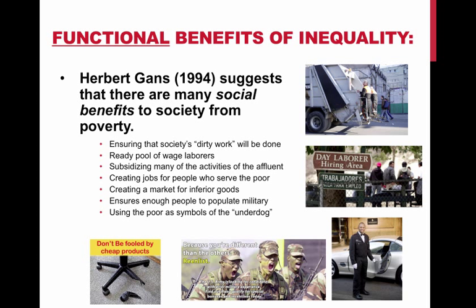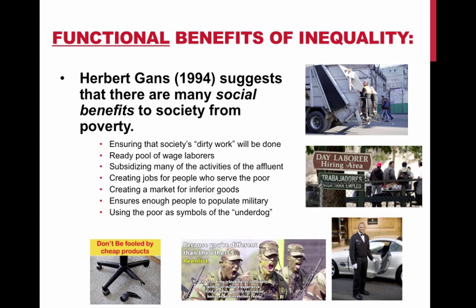Gans said in 1994, another functionalist sociologist, argued that there are many social benefits to society from poverty, that the dirty work gets done, that there's wage laborers that are ready to take jobs. In some ways, having poverty subsidizes the activities of the affluent. There's people there opening doors for the rich folk when they stop at the restaurant. It creates jobs for people who serve the poor. So we have food banks and people can work at those food banks. It creates a market for inferior goods where we just keep going and buying the same cheap products.